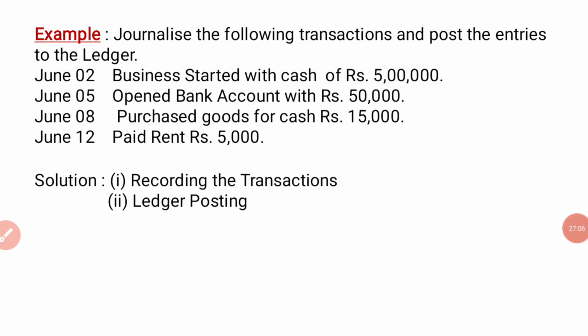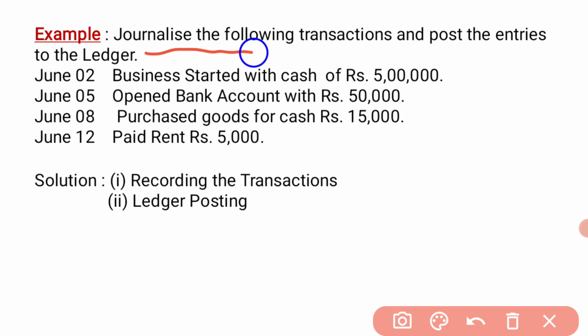So already we have studied the journal entry, but before posting the ledger accounts we have to prepare the journal entry. Then with the help of journal entry you can easily prepare the ledger account. So here is one example with only 4 transactions. Journalize the following transactions means you have to prepare the journal entry and post the entries into the ledger, means you have to make the ledger account. Journalizing the transaction, we have to prepare the journal entry, then post them into the ledger accounts, means you have to prepare the necessary ledger accounts.